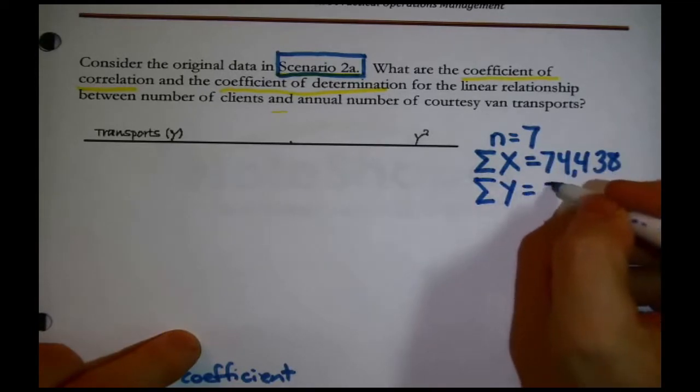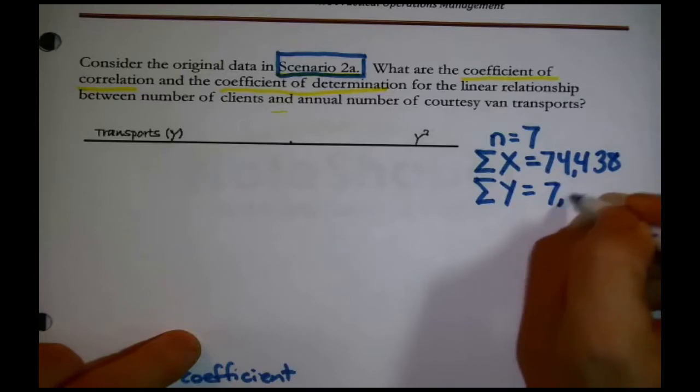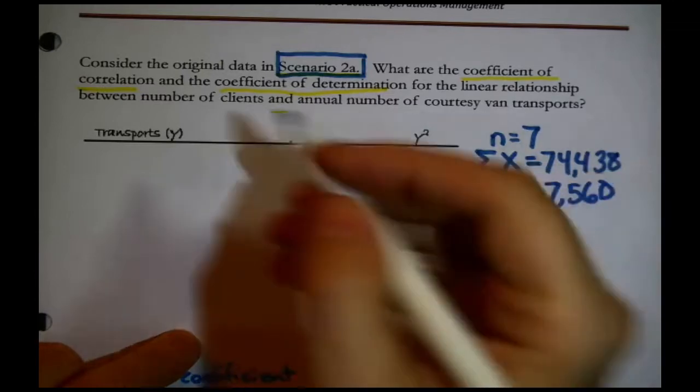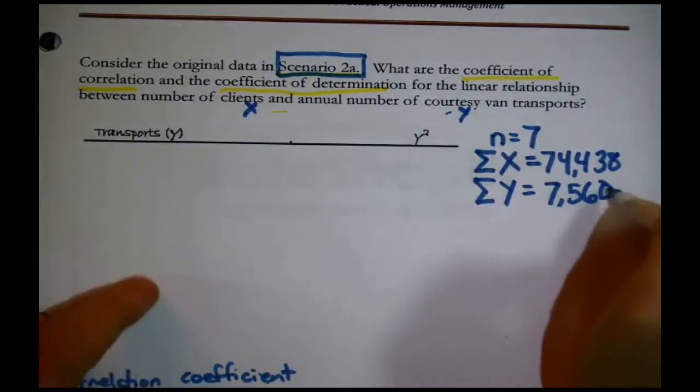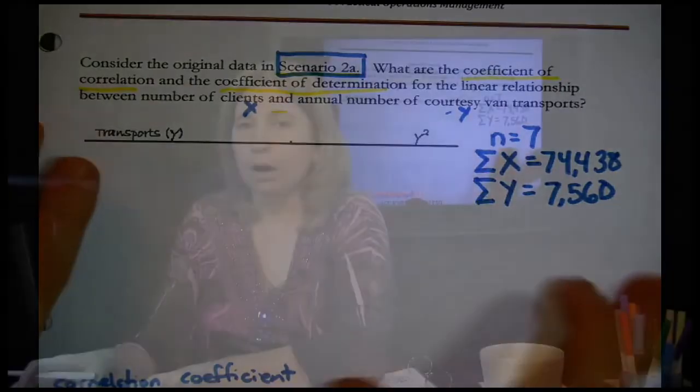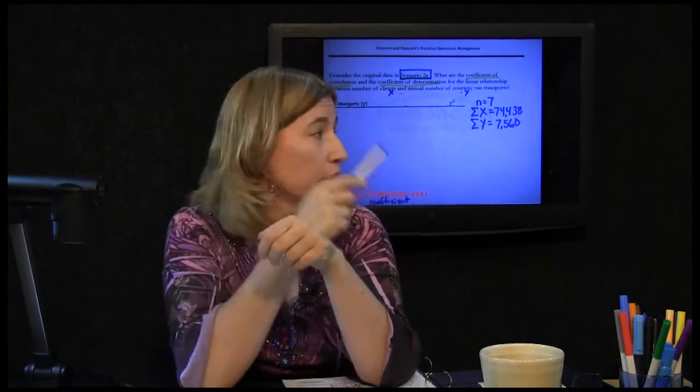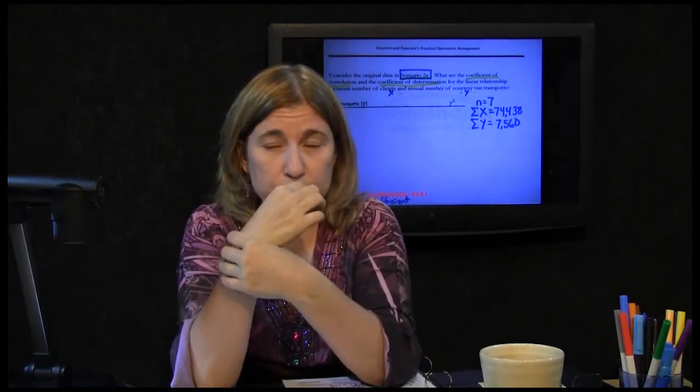The sum of Y, the total number of van transports, was 7,560. Now see, this is work, X and Y, that we already did last time when we were finding the regression equation. Although, you might be thinking, no, wait a minute. I remember last time we did have to fill in some formulas, not as big as that one that we just looked at on this sheet. But I don't remember finding a sum of X or a sum of Y. I don't remember from the last scenario where that fit in.